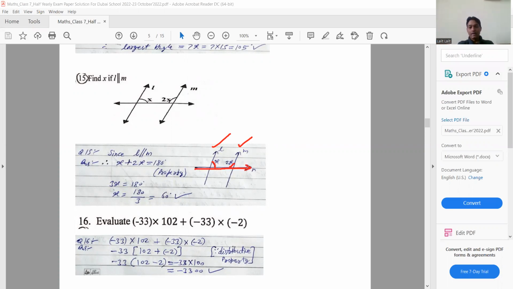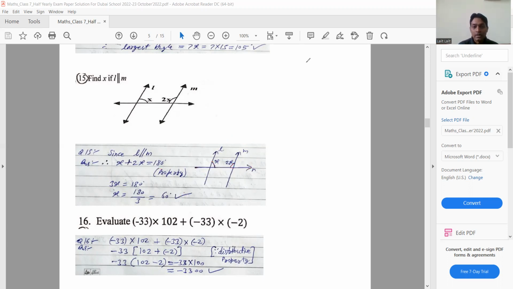So when two lines are parallel, then the sum of these two angles, x plus 20 degree, 2x is equal to 180 degree. This is a property. On the same side of a transversal line, interior angles are supplementary to each other. So x plus 2x is equal to 180 degree. So 3x is equal to 180, x is equal to 180 upon 3, which is 60 degree. So the value of x is 60 degree.